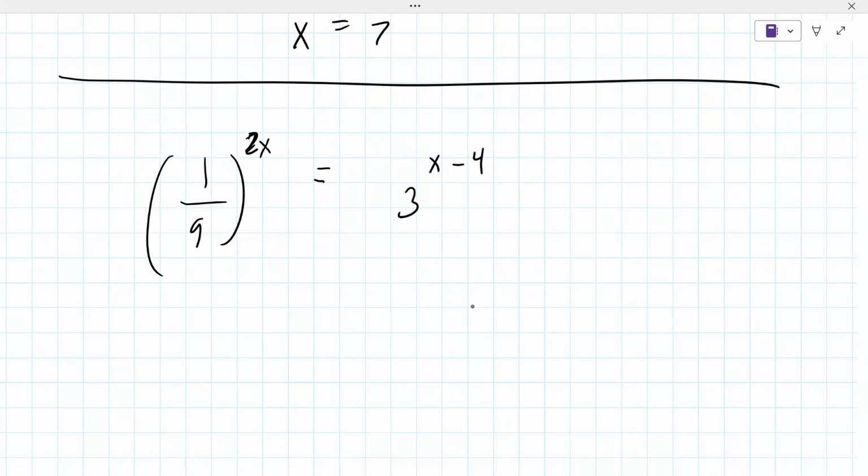So would it be just -9 times 2x? Oh wait, no, no, you have to convert 1/9 into, we'd really like it to be 3 to some power, would be ideal. So 3 to the -2, right? And then -2. Yes. Keep going.